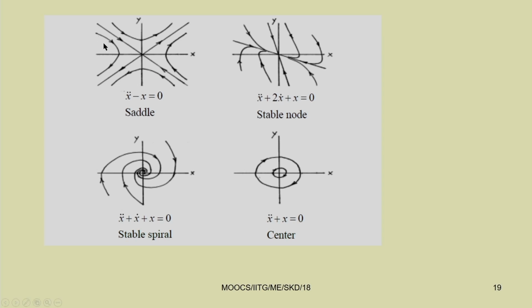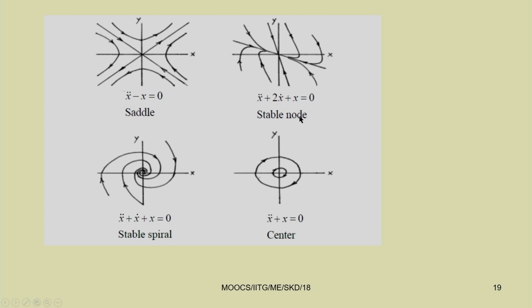So, in the saddle, if you draw this x versus x dot, you can see at different regions the flow will be like this. Here the flow will be going away. Here the flow is in this direction. On the left side it is moving in clockwise direction, on the right side it is moving in anti-clockwise direction, and here in the top portion it is moving in anti-clockwise direction and here it is moving in clockwise direction.